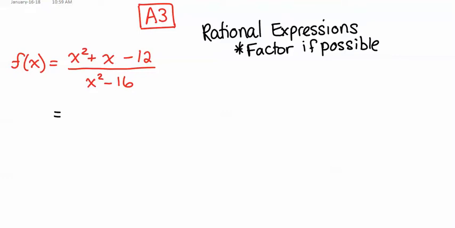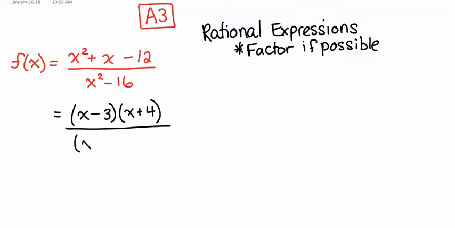So the top is a simple trinomial. We're looking for two numbers that multiply to -12 and add to +1. So that would be x minus 3 and x plus 4. Then the bottom is a difference of squares. If you forget all your factoring, go watch the factoring video because you should know all the different types of factoring from grade 10. So x squared minus 16, difference of squares. So that's x minus 4, x plus 4. Two numbers that multiply to 16 and add to 0, or the square root of 16. Okay, so then we see that we have an x plus 4 on the top and bottom, so you can cancel those out. And we're left with x minus 3 over x minus 4.